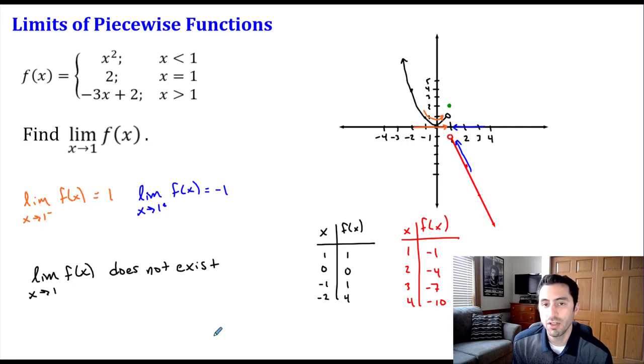The other interesting thing we can note is that our function is defined at x equals 1 though. There is a point there. At 1, our function is equal to 2. But because our limits are approaching different values from the left and the right, that means overall the limit does not exist.